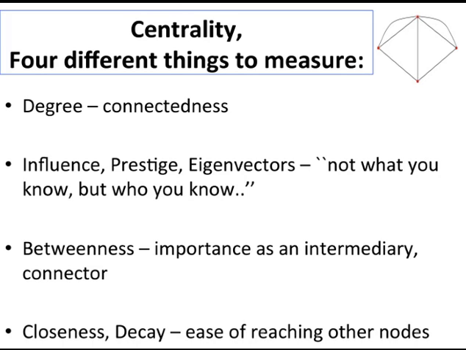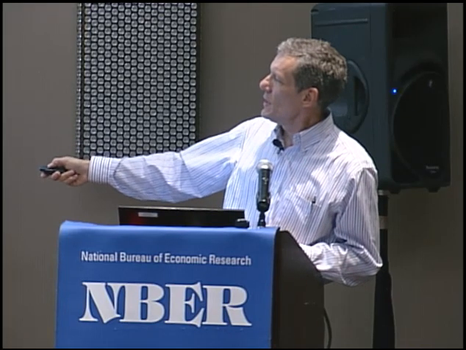Okay. So we've gone through degree centrality, just keeping track of connectedness, and then influence, prestige, eigenvector numbers. It's not what you know, but who you know kinds of calculations. That's another important dimension which captures things. So that's the eigenvectors. Betweenness, importance as an intermediary.